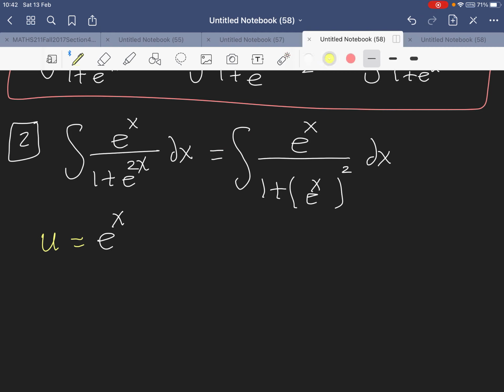So let me just go ahead and finish this question up. And that is dx equals du over e^x.